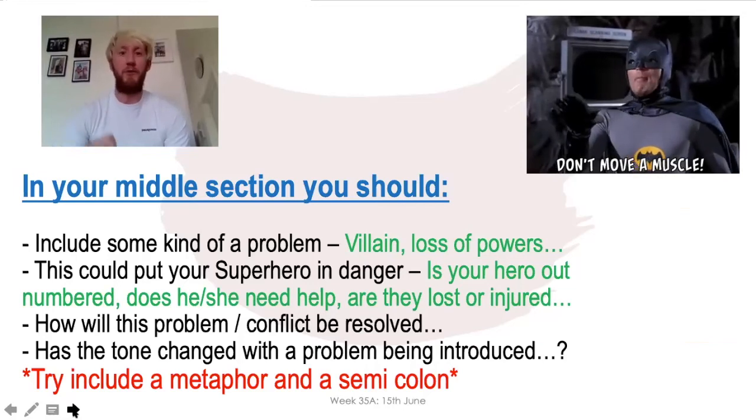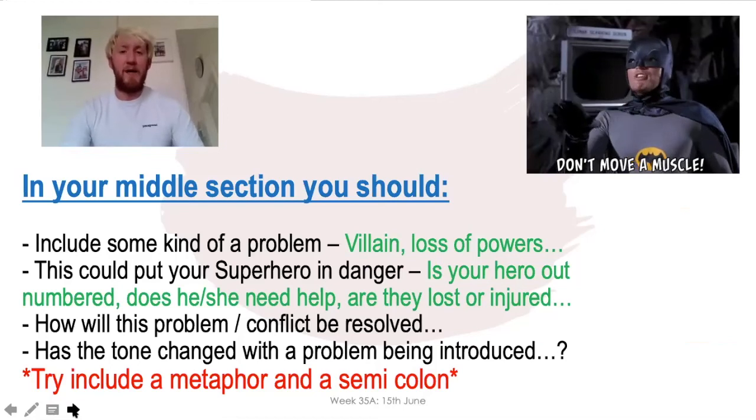I don't know, by shooting laser beams out of his eyes, but there has to be some kind of a problem. Has the tone changed? Has it now gone from being quite funny to more serious, or has it gone from being maybe an actiony movie into quite dark and scary territory?